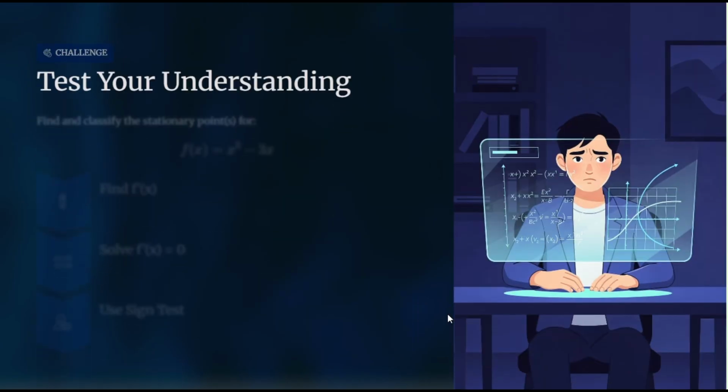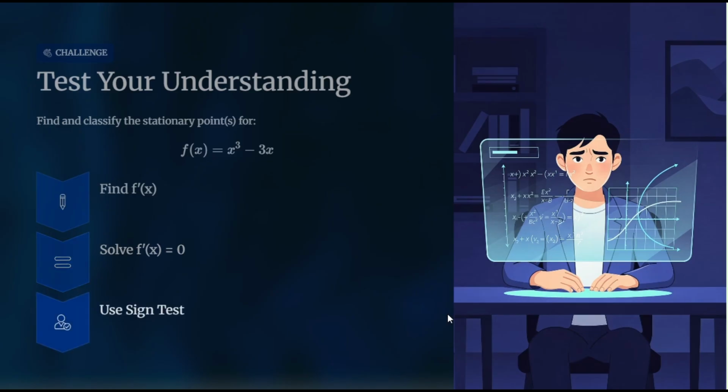So here's your challenge for today. Find and classify the stationary points for the function f of x equals x cubed minus 3x. First, find the derivative. Then solve f prime of x equals 0 in order to find the critical points. And then use the sign test in order to test whether it's a maximum, minimum, or neither. And if stationary points finally make sense, you're ready to tackle more advanced calculus concepts. Remember, find the derivative, set it to 0, and use the sign test to classify.